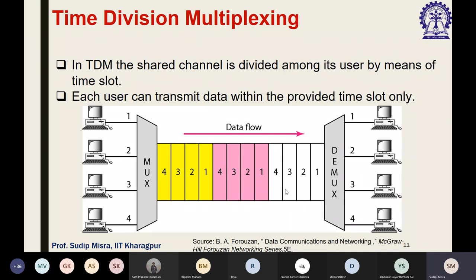So the data flow is going to be like this. First, let us say that number 1 is going to have the slot, then the next time instant number 2 is going to have it, then number 3, number 4, and you repeat the process. So 1 2 3 4, 1 2 3 4, 1 2 3 4. This is basically a conceptual way of assigning different time slots to the different stations. So this is called time division multiplexing.